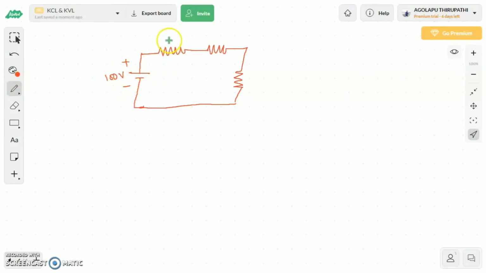Hundred volts, 25 ohms, and 50 ohms. Now I want to know what is the current flowing through this circuit by using Kirchhoff's voltage law. What is I? Using KVL, what is I?